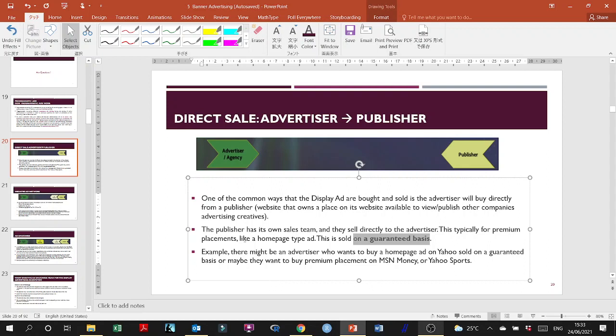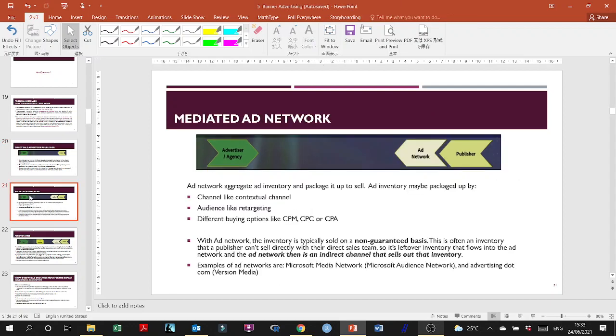For example, you might be the advertiser who wants to buy an ad space on a home page like Yahoo, and this will be on a guaranteed basis. This is what we call a premium placement, because the website is a very well-known website and it has very high traffic.